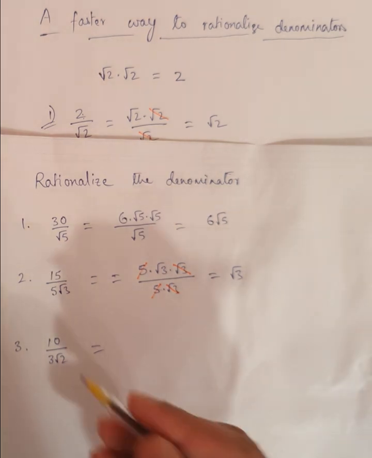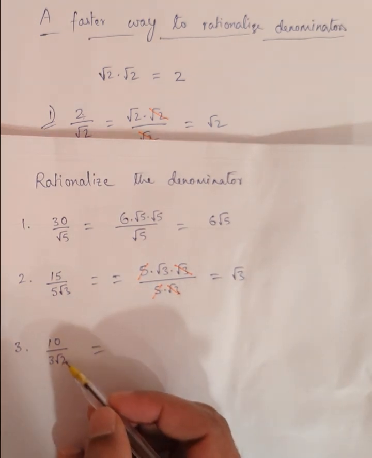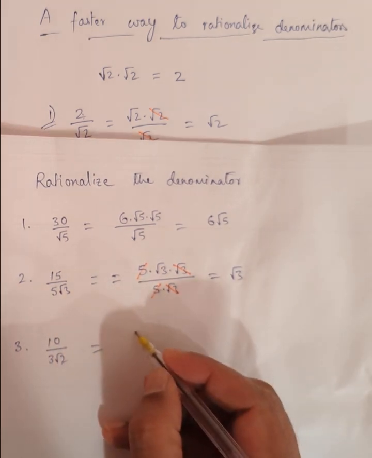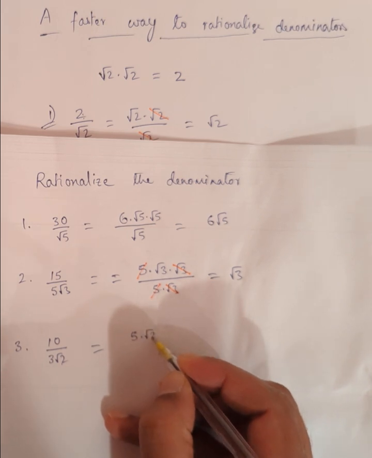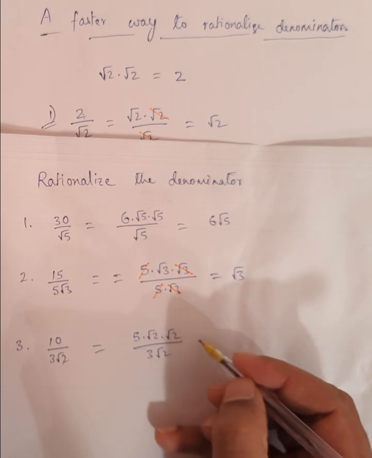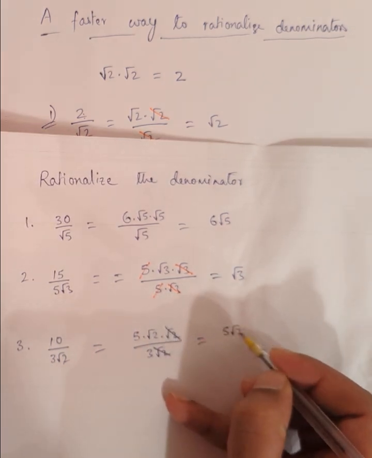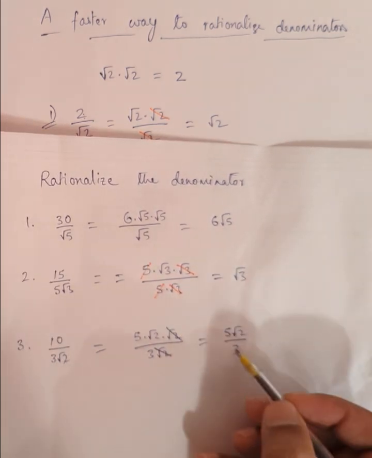Now what about this one? 10 divided by 3 root 2. Since I have square root 2, I want to have 5 times 2, but 2 is root 2 times root 2. And now we can get rid of one of the root 2's. The answer is 5 root 2 divided by 3. This is still rationalized.